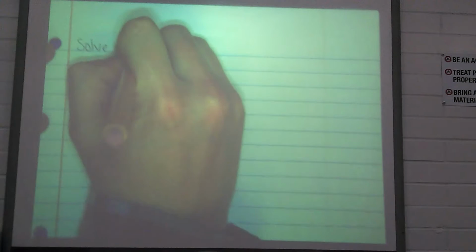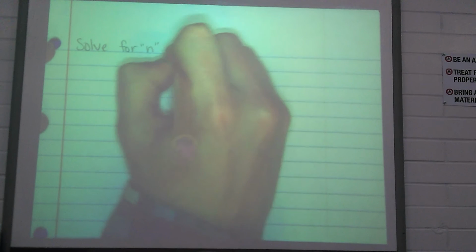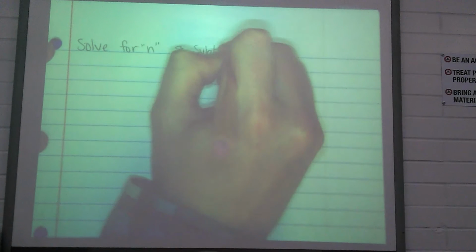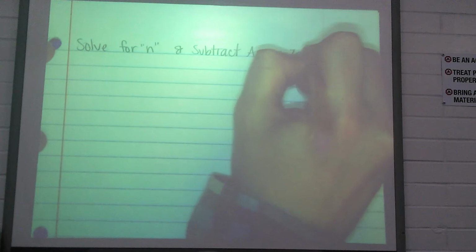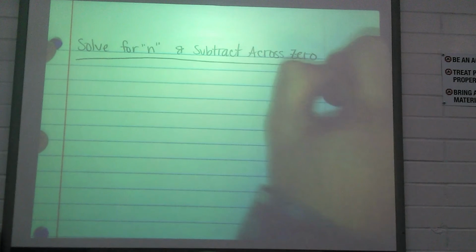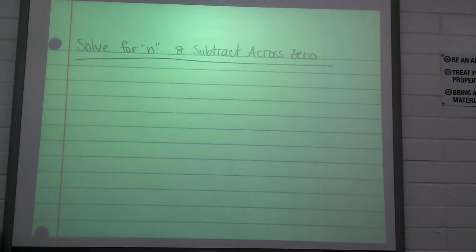Go ahead and open up your notebook if you haven't already. We're going to put today's lesson heading on the top as well as today's date. Today's lesson is going to be, hang on, let me get this situated first. Sorry about that. It's going to be solve for n and subtract across 0. So two lessons we're combining today into one, okay?